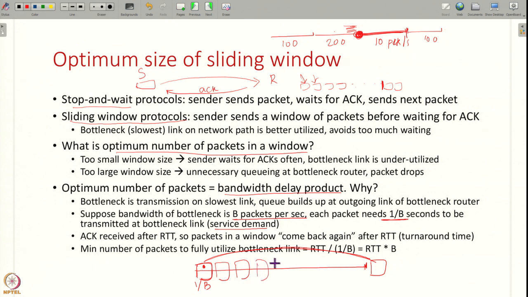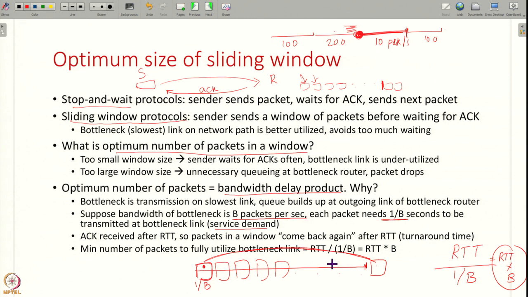How many such packets in a window do you need to ensure that while the bottleneck link is waiting for an acknowledgement, it is fully utilized? Your turnaround time is RTT, divided by your service demand, which is 1 by B. So this works out to RTT times B, the bandwidth delay product. Basically, the bandwidth delay product is nothing but the number of concurrent packets you need to have in order to ensure that your bottleneck link is fully utilized.